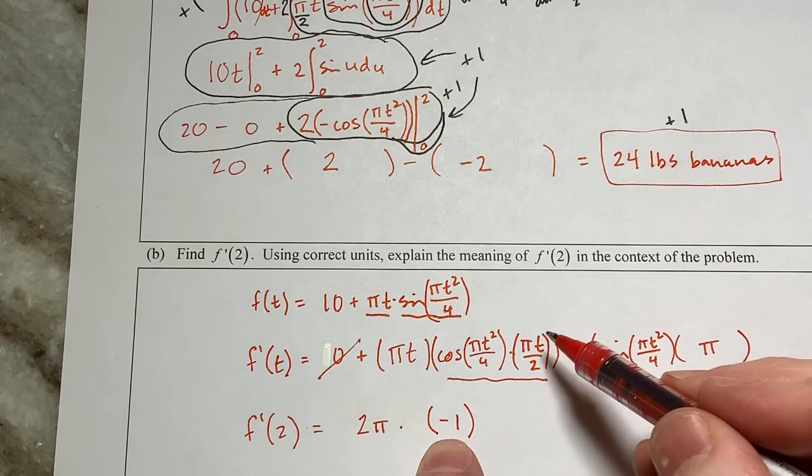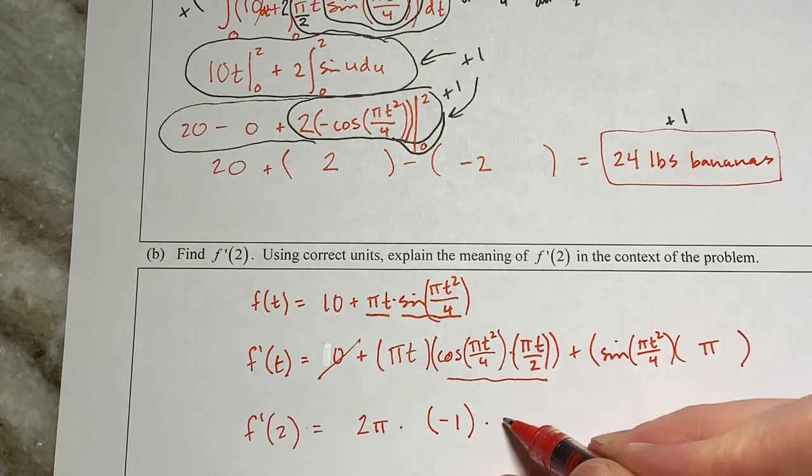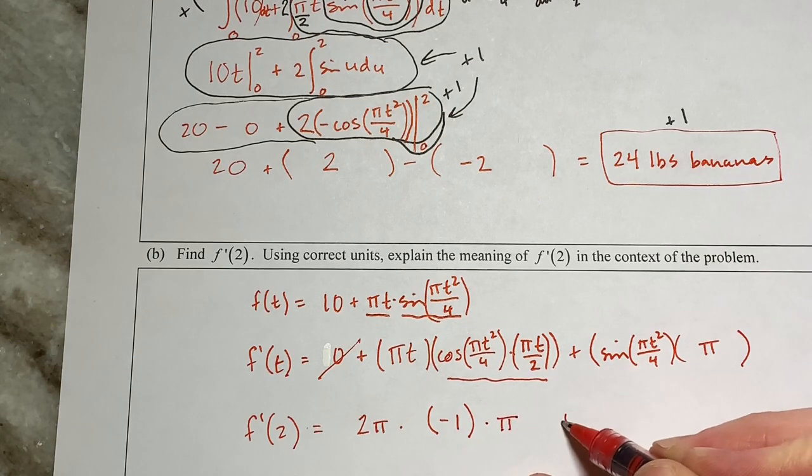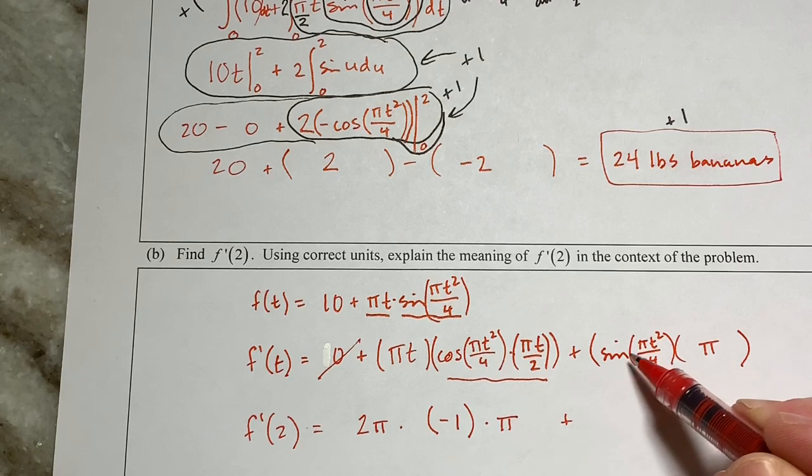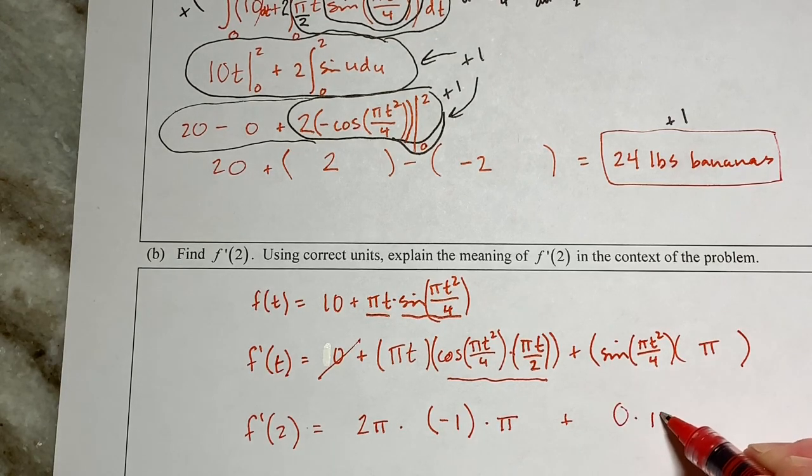All right, and when I plug a 2 in there, the 2's cancel, and I get another pi. And then when I come over here, if I plug a 2 in there, I get 4 over 4, which is 1. So sine of pi, that's a 0. And of course, 0 times everything goes away. And I'm left with -2 pi squared. And what would this mean?